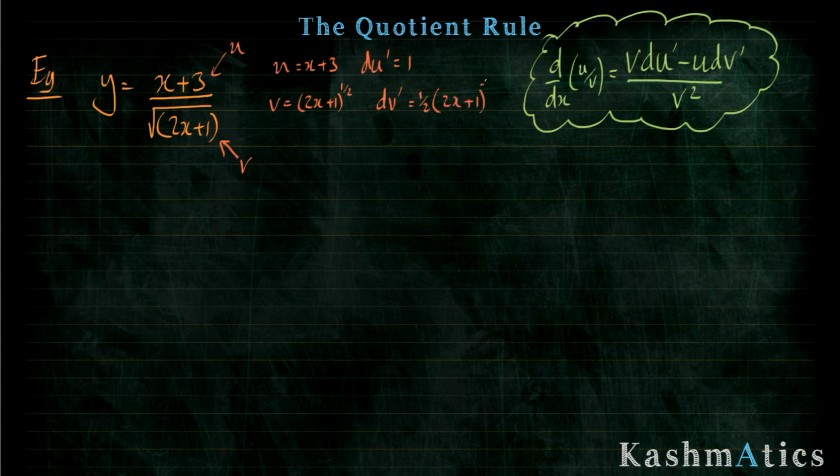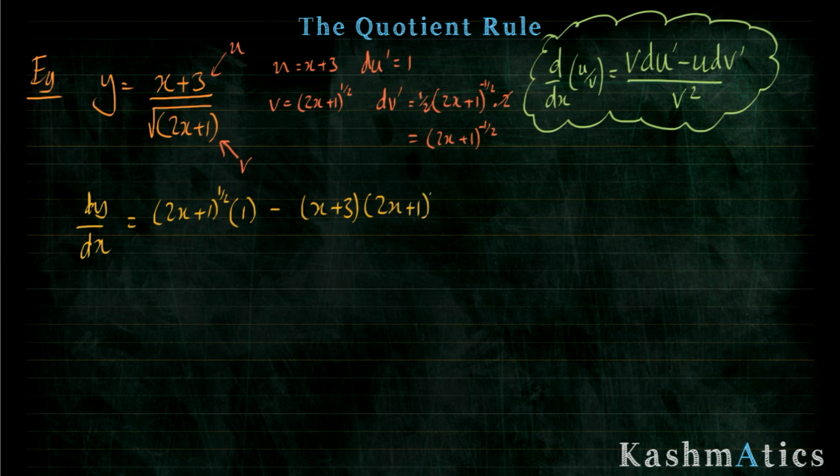2x plus 1 to the power minus a half multiplied by 2. Remember, I have to multiply by the derivative of what's inside the brackets. So that 2 and that 2 cancel each other out, and that gives me 2x plus 1 to the power minus a half. Right, now this is going to be a little bit tricky to put together, but let's just take our time. dy by dx is equal to v du, so 2x plus 1 to the power a half multiplied by 1. Take away u dv, x plus 3 multiplied by 2x plus 1 to the power minus a half, all over v squared.